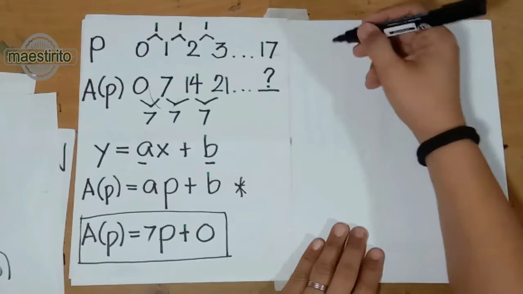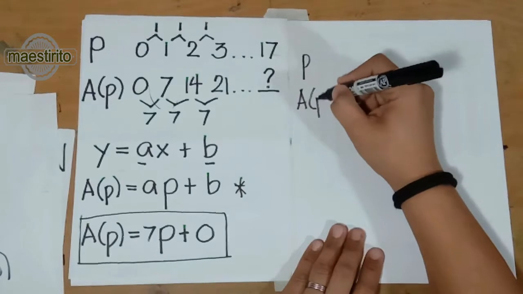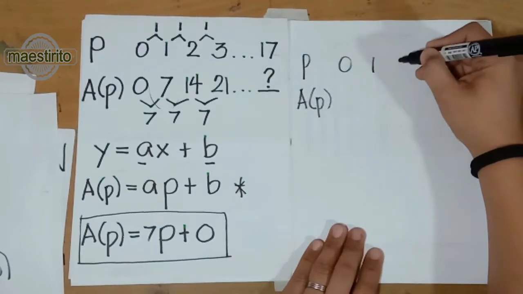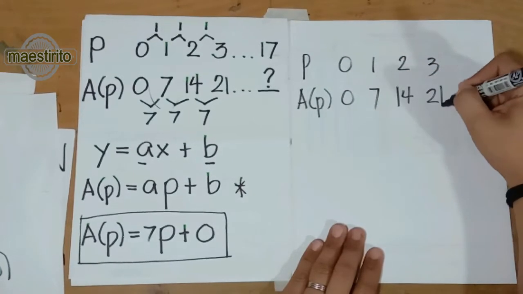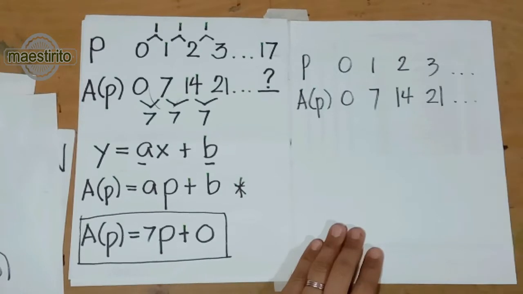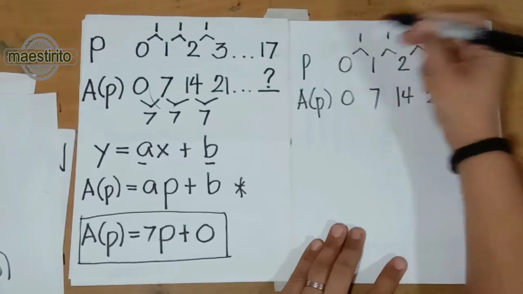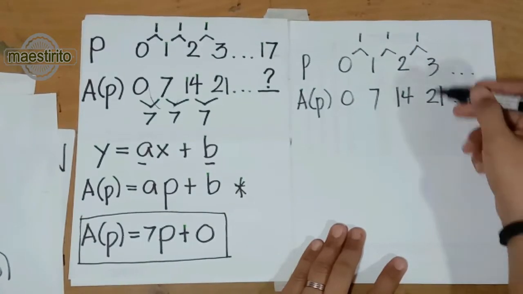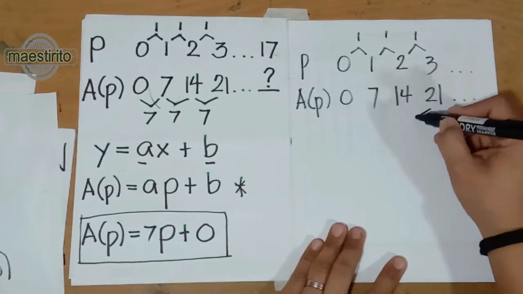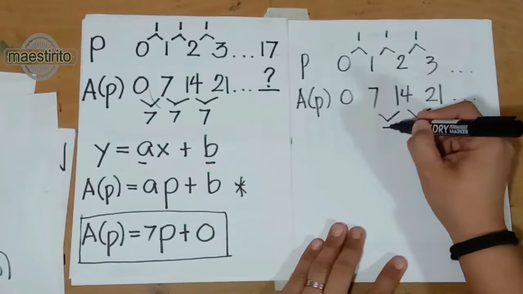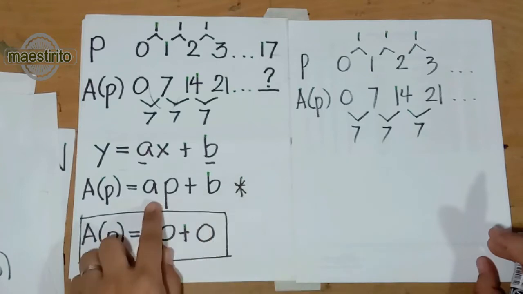So let me rewrite this. So p and a of p. So you have 0, 1, 2, 3 and 0, 7, 14, 21, and so on and so forth. So by inspection, 3 minus 2 is 1, 2 minus 1 is 1, 1 minus 0 is 1. So we can now proceed, since the first differences of the independent variable are similar. So 21 minus 14, that's 7. 14 minus 7, that's 7. 7 minus 0, that's 7. So if you notice, the 7 here is the A.